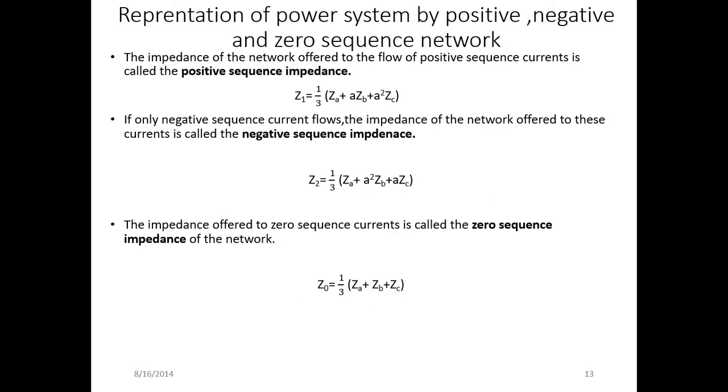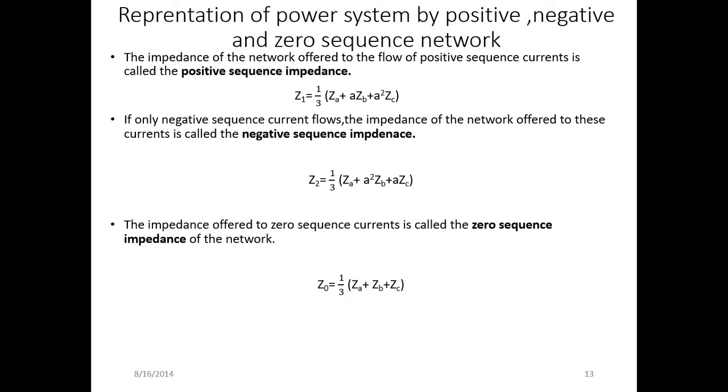Positive sequence impedance is the opposition to the positive sequence current. As positive sequence component is represented by suffix 1, positive sequence impedance is Z1, and it has the formula Z1 = 1/3 (ZA + aZB + a²ZC).